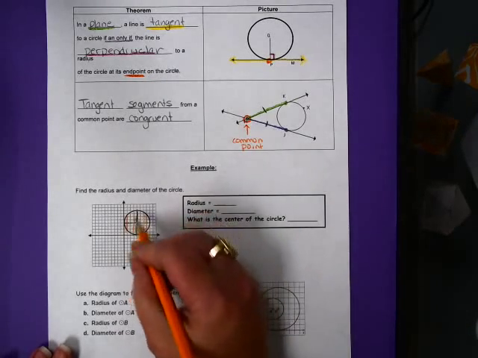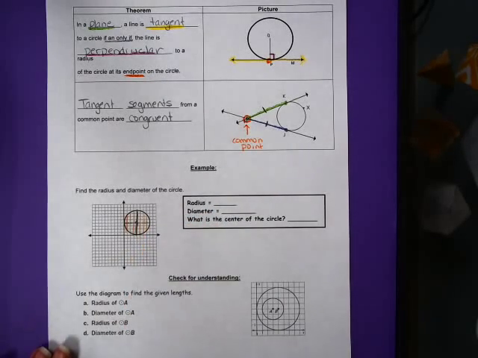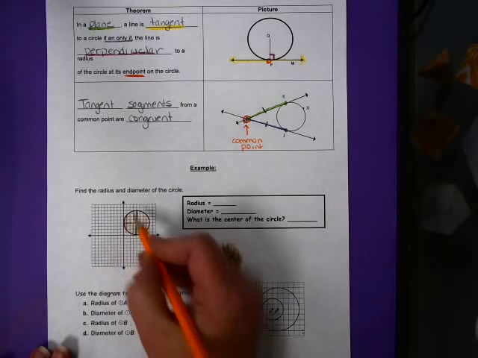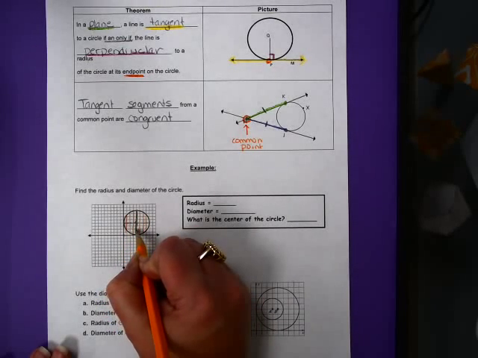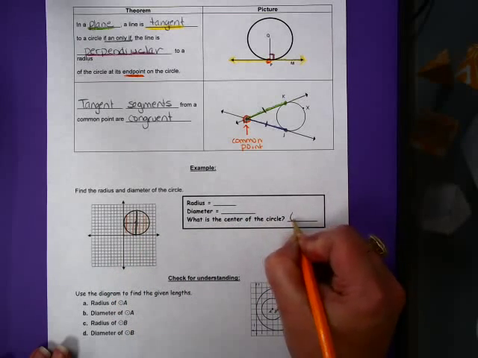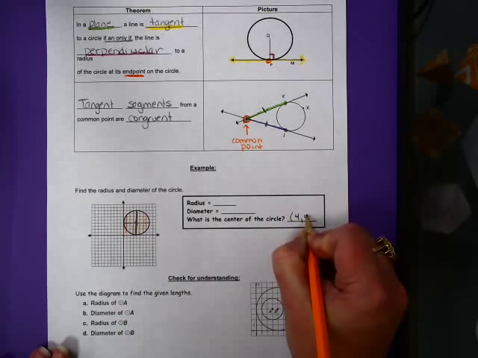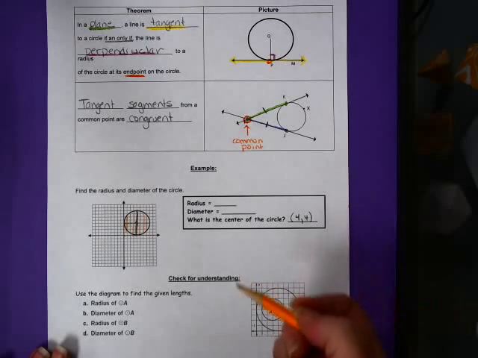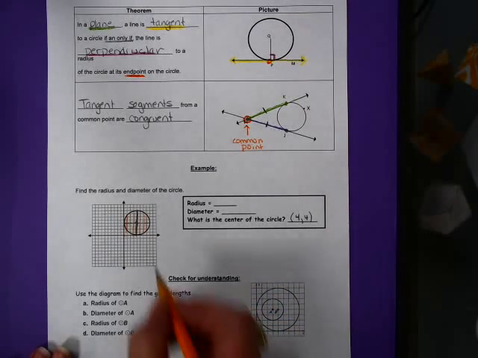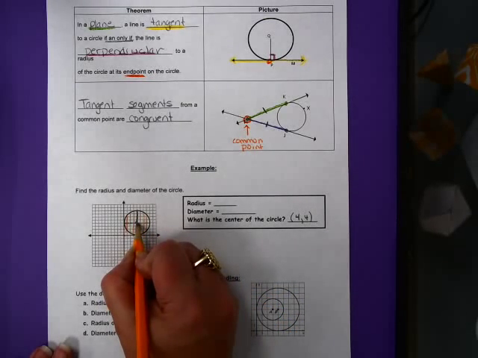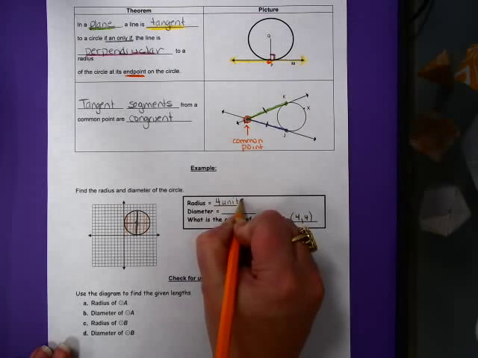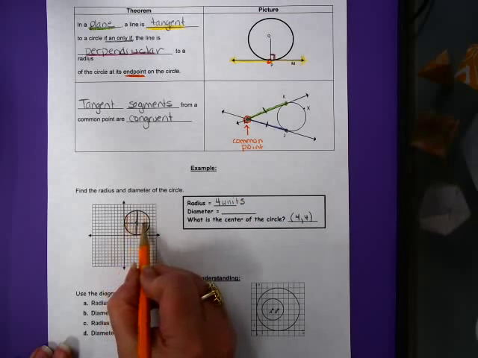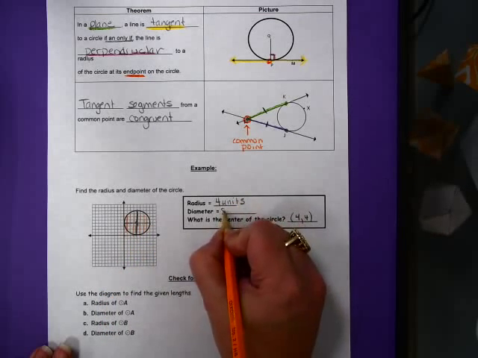Okay, so the center is going to be where two diameters intersect. That's going to be over at 1, 2, 3, 4, up 1, 2, 3, 4. So that's at point (4, 4). And now it's very easy to count and find the length of the radius. So here, that's going to be from the center out, 1, 2, 3, 4. So that's 4 units. And the diameter, of course, would be from one side of the circle to the other, so that's 8 units.